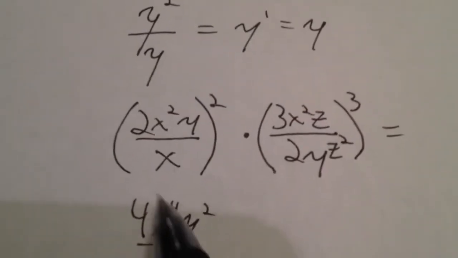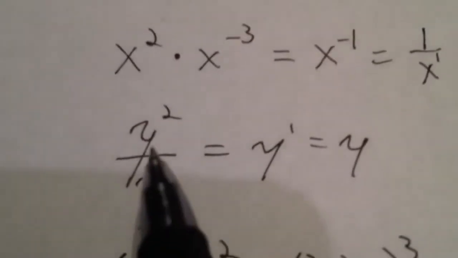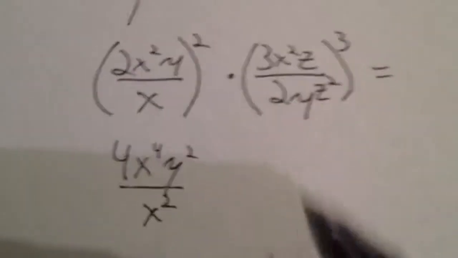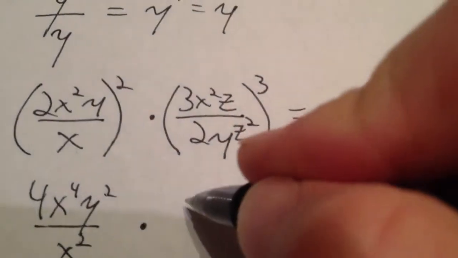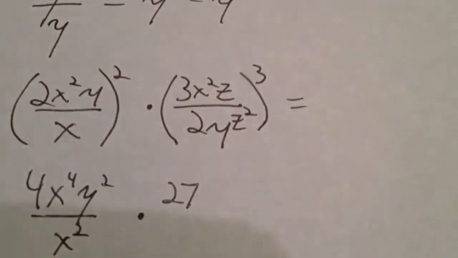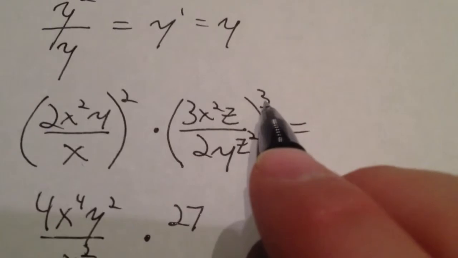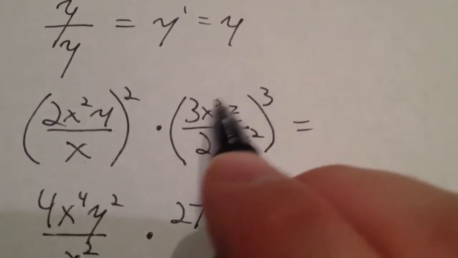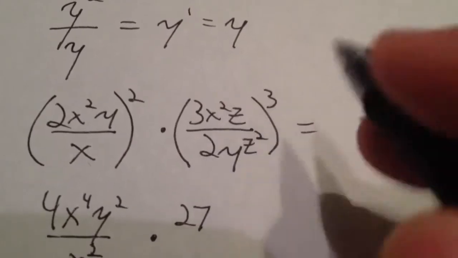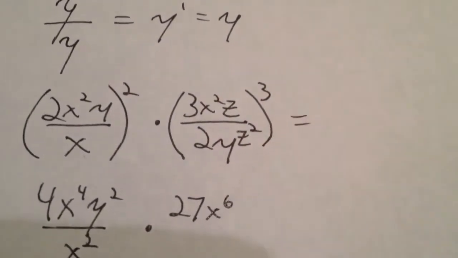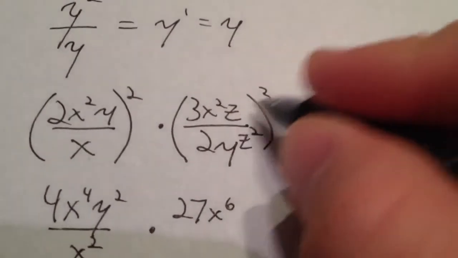Now, we could go with our division property like we did back here on this guy, but I'm going to wait on that because I like to wait and do that after I've multiplied it by this other fraction. So I'm going to do this other fraction first. So I'm going to take 3 and I'm going to cube it. So 3 cubed is 27. X squared, and then cube it, so multiply your exponents because you raise a power to a power, you multiply. So 2 times 3, that's going to be x to the 6th power. Then you have z to the 3rd.